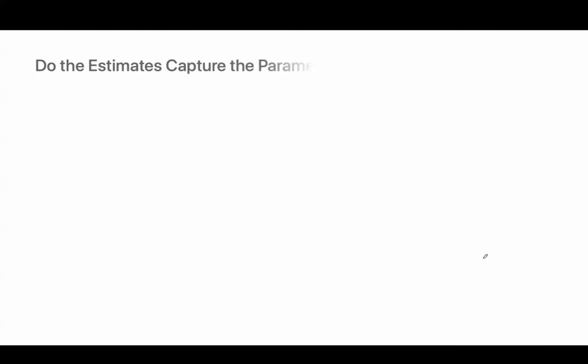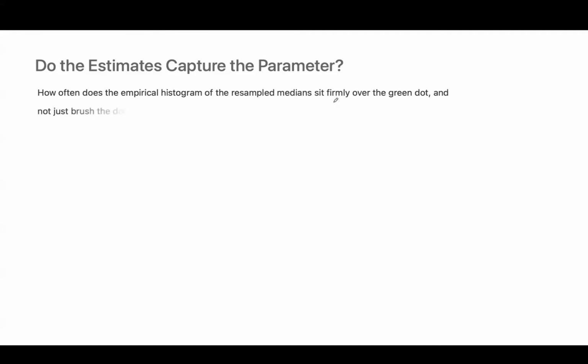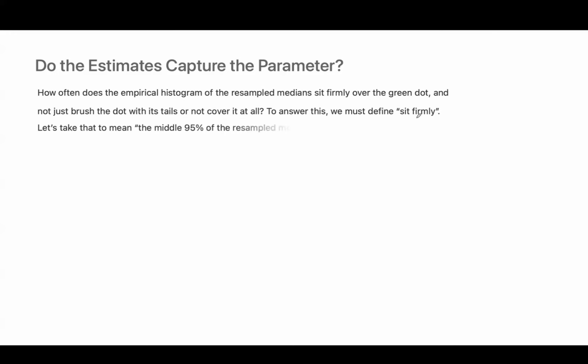Now the question is, do the estimates capture the true population parameter? How often does the empirical histogram of the resampled medians sit firmly over the green dot and not just brush the dot with its tails or not cover it at all? To answer this question, we must define "sit firmly." Suppose we take that as the middle 95% of the resampled medians containing the green dot.